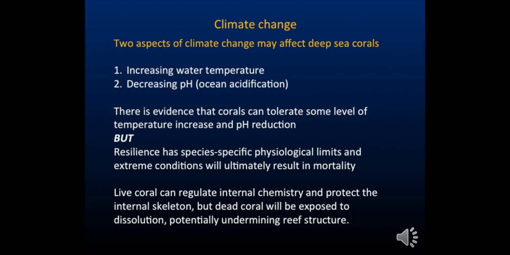Unlike physical damage, the effects of climate change may permanently undermine potential recovery because new suboptimal conditions prevent successful recolonization. There is some experimental evidence that some species can physiologically accommodate some fluctuations in temperature and reductions in pH. However, as with all physiological compensation, this tolerance has limits, which once exceeded will ultimately result in mortality.